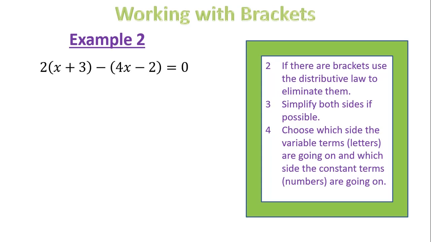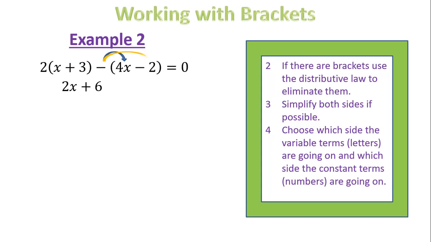We've got 2 sets of brackets here. Let's start on the first set. We have to distribute my 2 into the bracket. So 2 times x is 2x. Then I have 2 times plus 3 is plus 6. First bracket done. Now moving on to the second bracket.